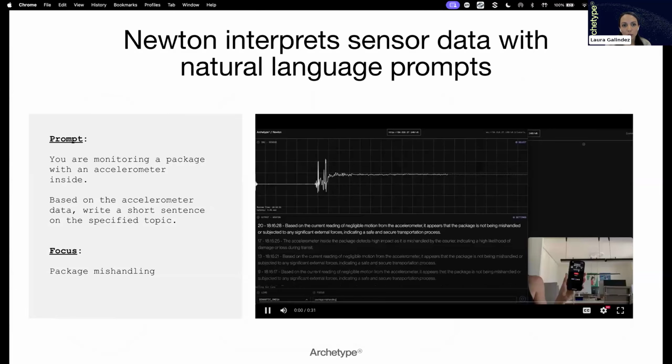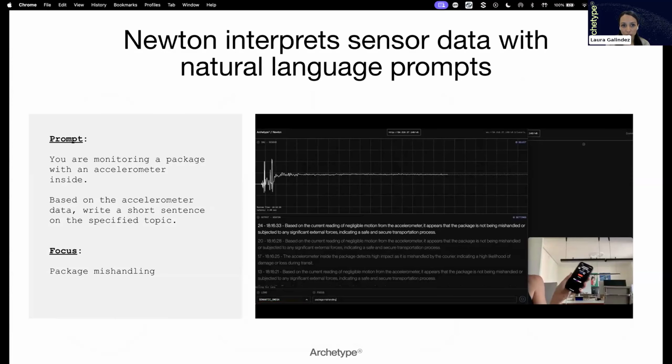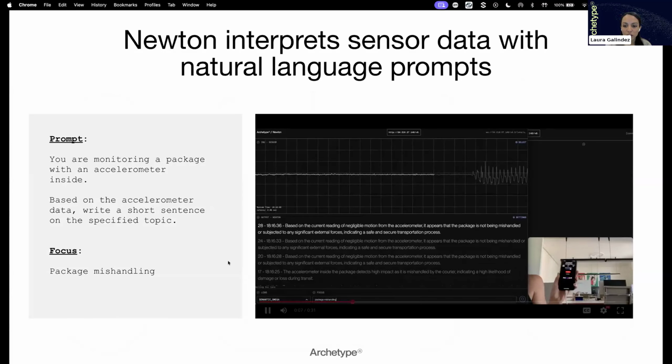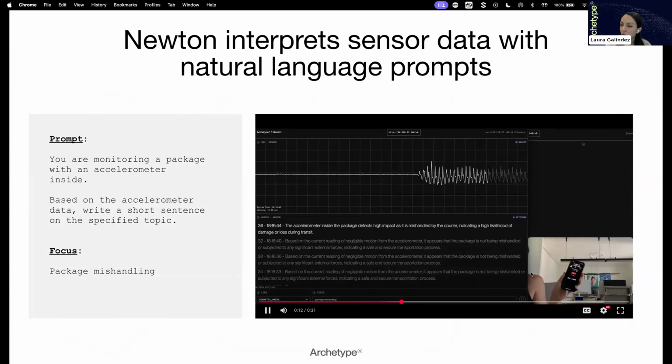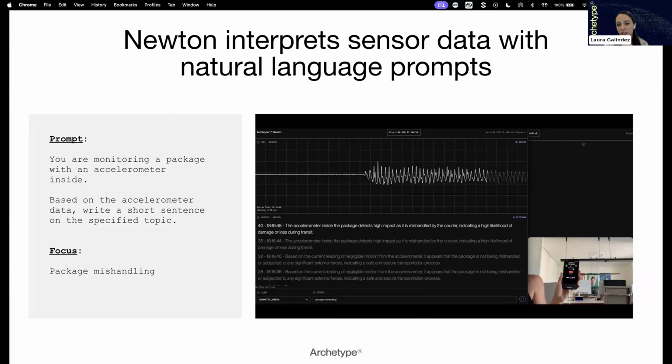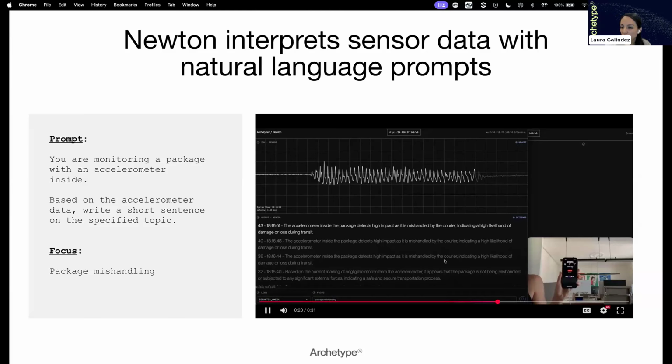So here is an example of Newton in action, where we ask the model in natural language to give us some insights on whether there was package mishandling. So what we see here is someone holding a phone, and we use the accelerometer data to simulate a situation where an accelerometer is inside a package. And so, yeah, we're asking Newton, do you think this package was mishandled? Can you give us more information about that?